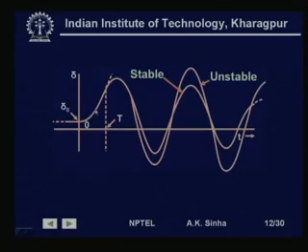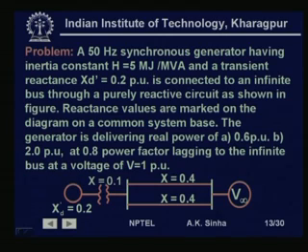If we have the damping coefficient d which is positive, what we are seeing is the system goes through oscillation, but these oscillations are slowly dying out, and finally after some time the system will reach the angle delta 0 again. But if the value of d, the damping coefficient, is negative, then we go through this curve.